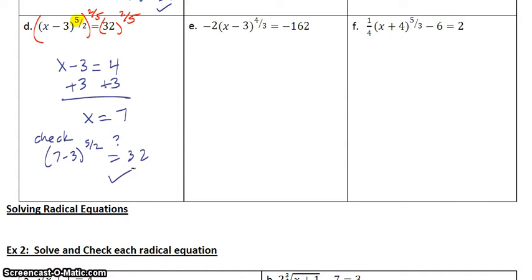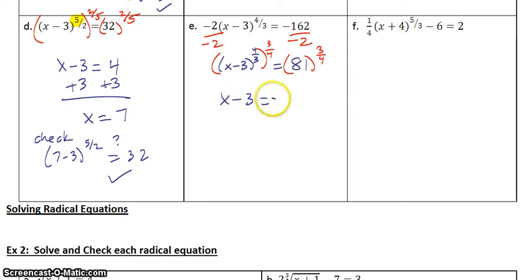Let's go to part E now. So this one I actually do have a number here that I can get rid of. So I can divide both sides by -2 because it's outside the parentheses, so it's not locked inside there. And I end up with -162 divided by -2 is 81. All right, so I am ready right now to do my reciprocal exponent. And I end up with x minus 3 equals 81 to the 3/4 power is 27.